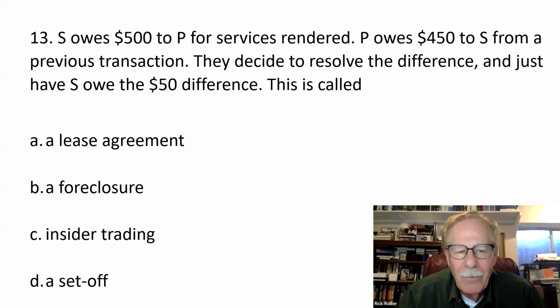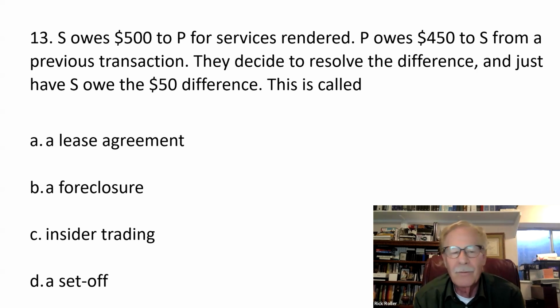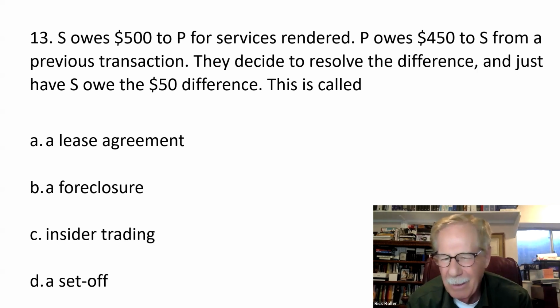Okay. So number 13 says S owes $500 to P for services rendered. Now P owes $450 to S from a previous transaction. So S owes $500 to P, but P owes $450 to S. They decide to resolve the difference and just have S owe the $50 difference. Is this a lease? No. Is it a foreclosure? Oh heavens, no. They're getting together and paying off the loan. Is it insider trading? Does this sound like a stock thing? No. It's a set off.